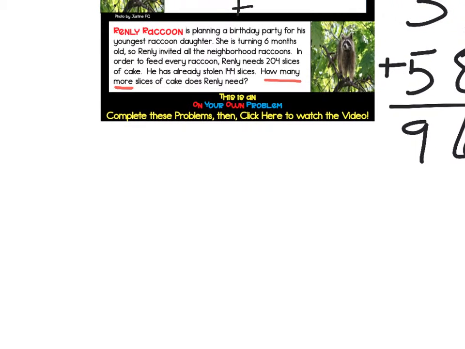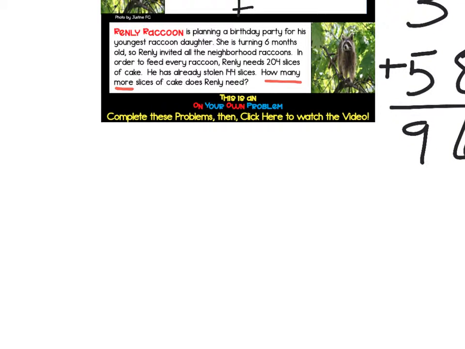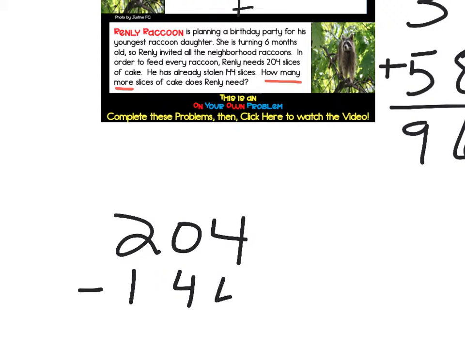So here we go. Let's go ahead and write this down. I've got 204 slices that he needs all together, and then 144 that he has stolen already, right? And now we got to figure out how many more he needs to steal. So first thing I always like to do is make sure these are in neat columns, and they are. And then I'm going to look for trouble coming, and I'm going to go just as I read, left to right. So I've got no trouble here because I can take 2 and subtract 1.